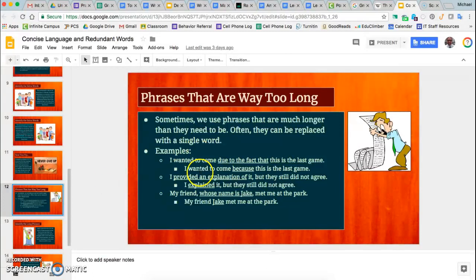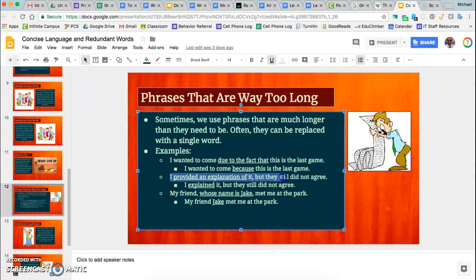Some examples are: I wanted to come due to the fact that this is the last game. We could instead just say, I wanted to come because this is the last game. Does the exact same thing. That word "because" replaces five words from "due to the fact that." The only reason that you would ever use something like this instead of "because" is if you really have been using the word "because" a lot and you just need to change how you're saying it. But otherwise, "because" would always be preferable.